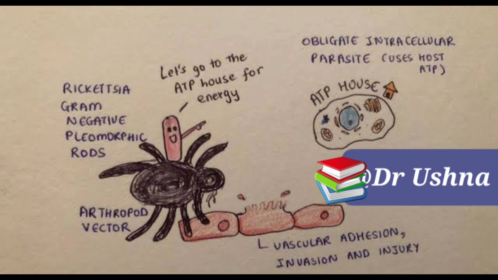This gram-negative infection is transmitted by the arthropod vector into the bloodstream, and it causes damage to the endothelial cells and in turn causes injury and thrombosis, vascular injury, infarctions, even DIC can occur.